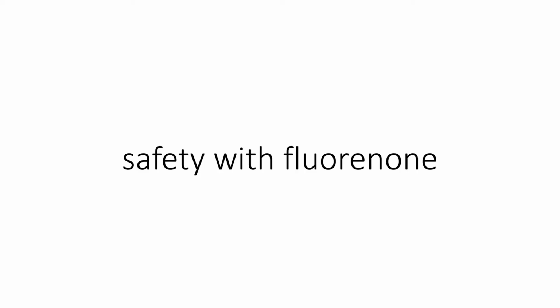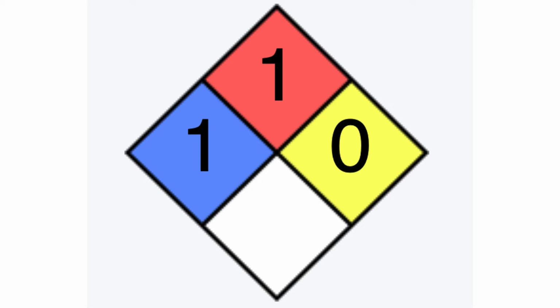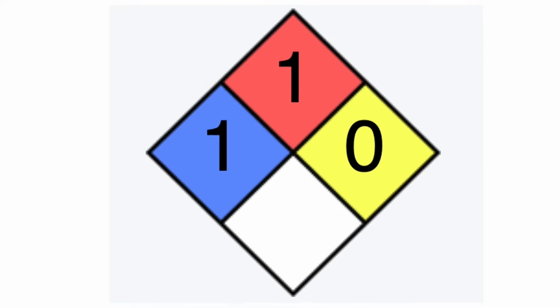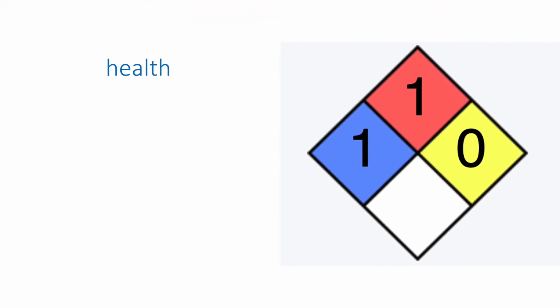Safety with fluorenone. When you're thinking about trying to summarize the safety of a molecule, it's convenient to look at these safety squares or fire diamonds. The blue fire diamond on the left represents the hazard a molecule might represent to your health. It's on a scale from 0 to 4, where 0 represents no health hazard, and 4 represents a quick death on exposure. Fluorenone is a 1 on that scale. If it comes into contact with your skin, it'll cause skin irritation, and you want to prevent that by wearing gloves when you work with fluorenone.